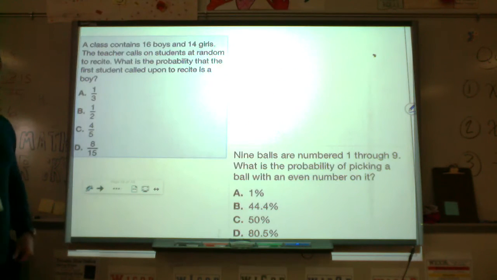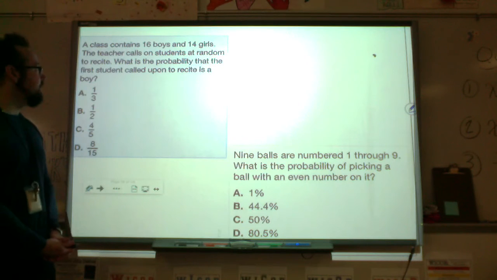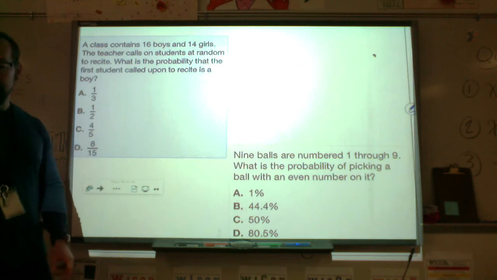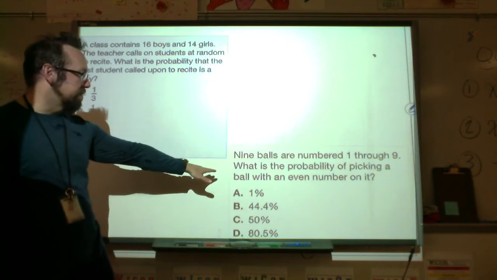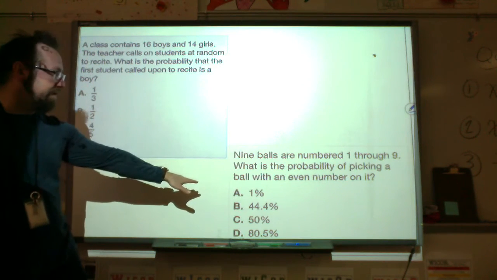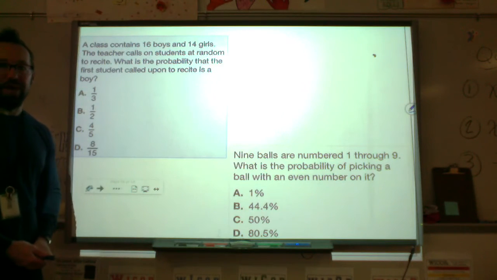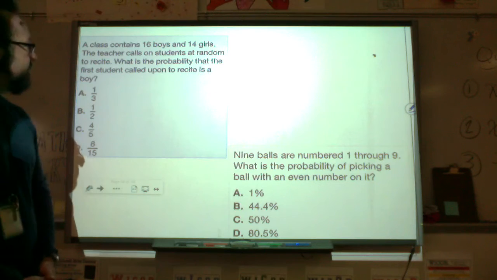Last two right here, you want to pause it and try these, please? A class contains 16 boys, 14 girls. The teacher calls on a student at random to recite. What is the probability this first student called upon will be a boy? The next one says 9 balls are numbered 1 through 9. What is the probability of picking a ball with an even number on it? Just pause it and try these. You will answer them on the video as well.